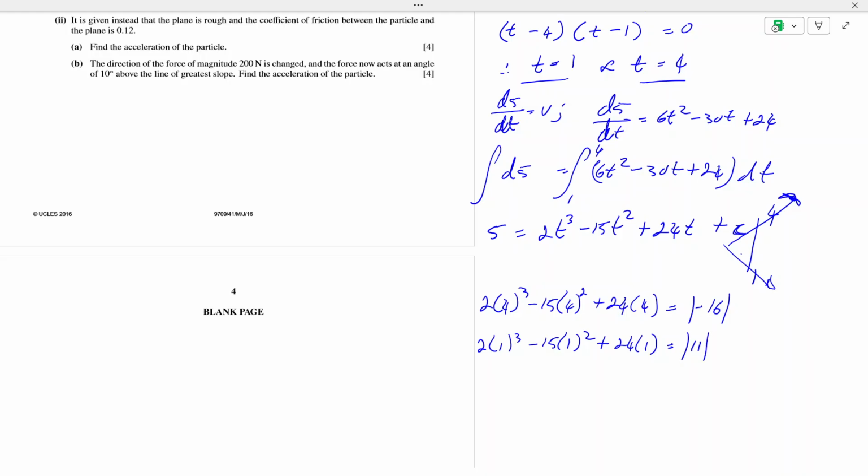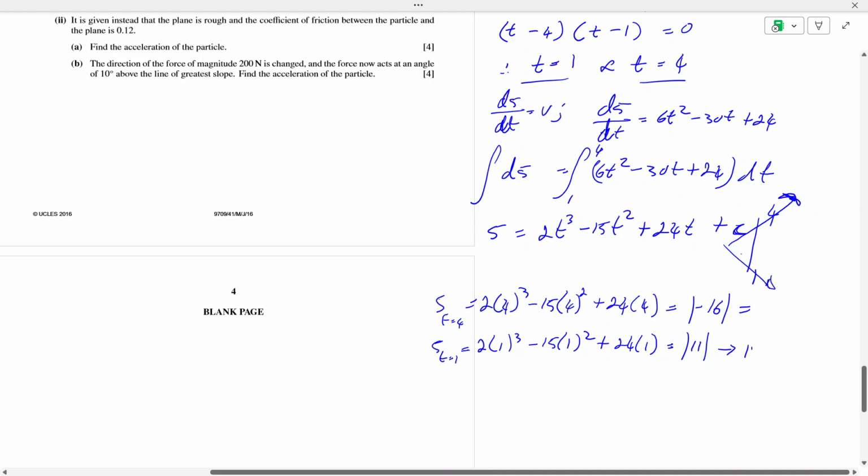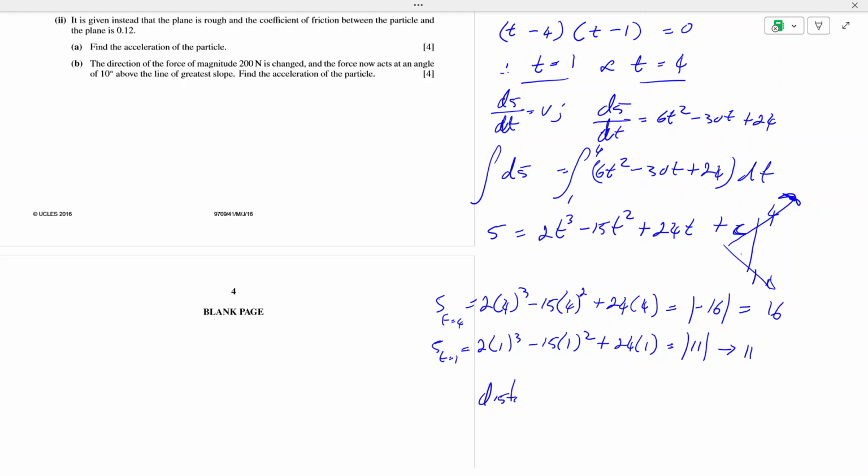I just want the magnitude. So the magnitude at t equals 4, and at t equals 1: the magnitude of that is just 11, and the magnitude of that is just 16. Therefore, I find the distance now, which is equal to 16 plus 11. And then I get that as 27 meters. All right, I hope that's clear.